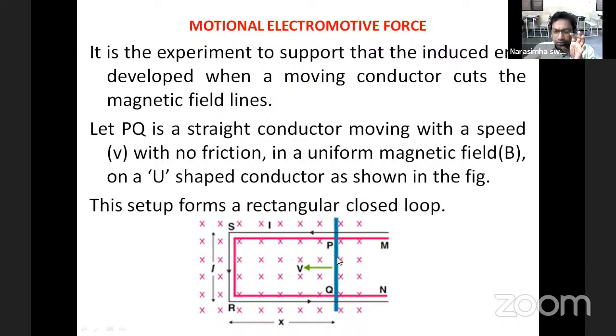If PQ is fixed over there, then the number of lines of force entering per surface area will be fixed. If the PQ rod is moved on either side, then definitely the size of this rectangle area is changing, and the magnetic flux entering into it also changes. Now, Faraday's law and Lenz's law say that whenever there is a change in magnetic flux, an induced current will be generated.